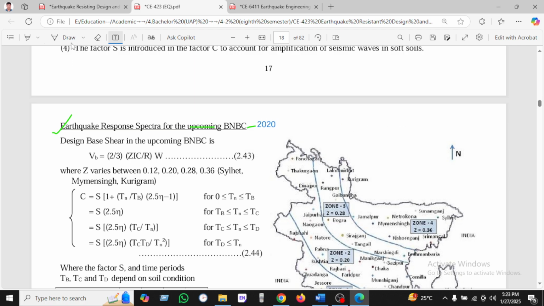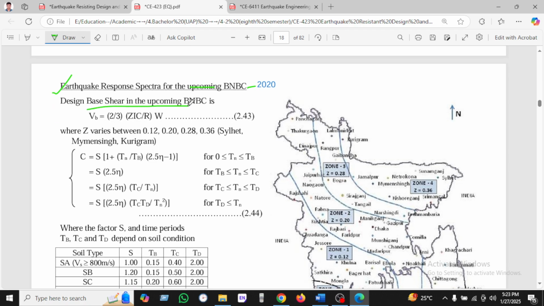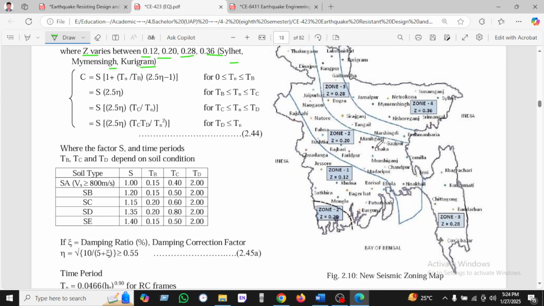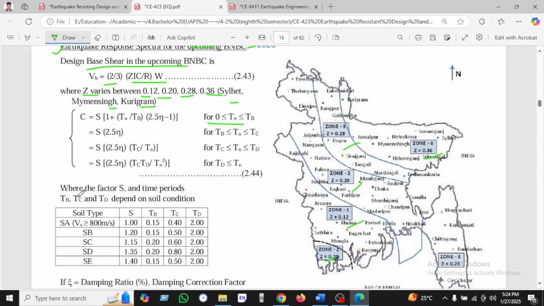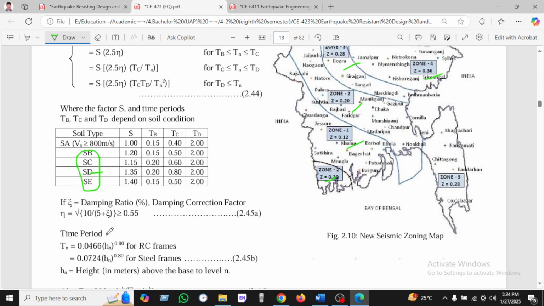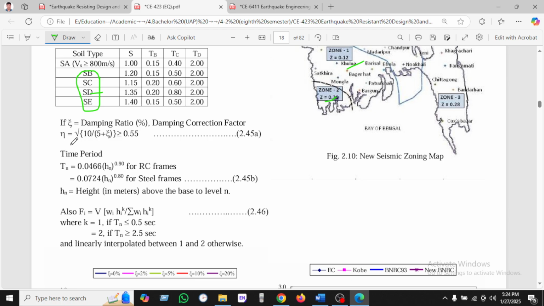by the government of Bangladesh. So we can see the base shear of 2020 is 2/3 ZIC by R into W, and the Z value varies: 0.12, 0.20, 0.28, 0.36. So we can see that there is zone 1, and zone 2 is here, and zone 3 and zone 4. So these are the different zones. And we know it depends on the time period, and TB, TC, it also depends on the soil classification. SB, SC, SD is the soil type. And for the damping coefficient, we can use eta equal to root over 10 by 5 plus psi. When psi equals 5%, then we can use eta equal to 1.